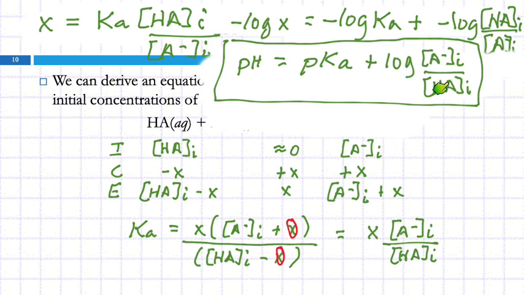But the other thing I like about this is when we look at the equation for a weak acid, A minus is the product and HA is the reactant. Because we have to remember which one of these goes on top and which one goes on the bottom. In this way, it follows the same pattern, products on top, reactants on the bottom.